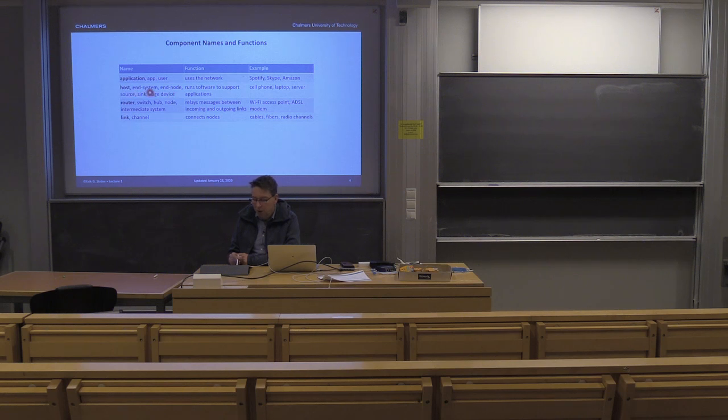So end system basically means that it's at the end of a communication path. Either the start or the end of it. End node is basically the same as end system. Source means that it's something that generates data packets. Sink basically means something that consumes data packets. And edge device, I guess it's similar to an end system. Edge device just emphasizes that this is at the edge of the network. It's not in the interior.